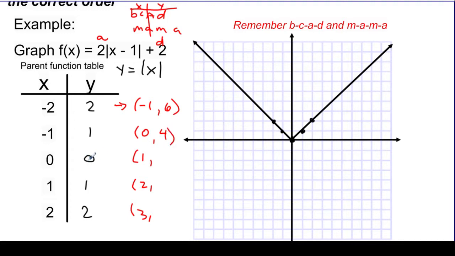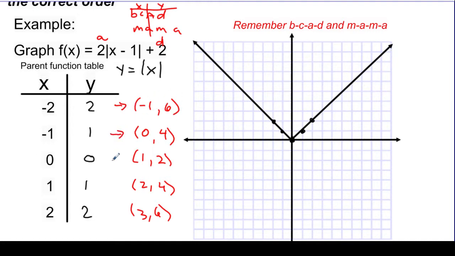0 times 2 is 0. 0 plus 2 is 2. Okay? 1 times, we've already done this, 1 times 2 is 2 plus 2 is 4. Okay? And similarly, 2 times 2 is 4. 4 plus 2 is 6. So I'm claiming that after the 3 transformations, a C value, an A value, and a D value, -2, 2 is going to end up at -1, 6.